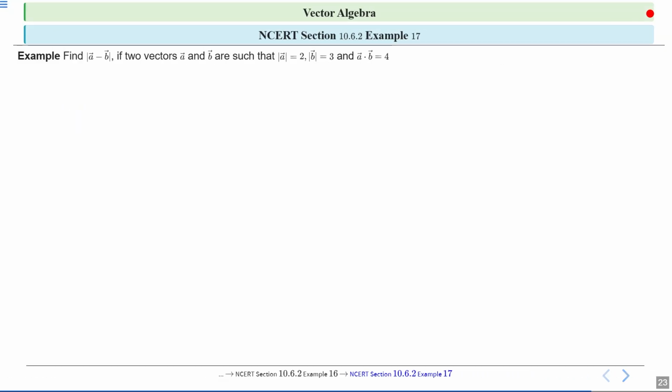Now, NCERT section 10.6.2 example 17. We have to find the magnitude of A vector minus B vector if two vectors A and B are such that the magnitude of A is equal to 2, the magnitude of B is equal to 3, and A dot B is equal to 4. Right? So let's see how we can solve this.